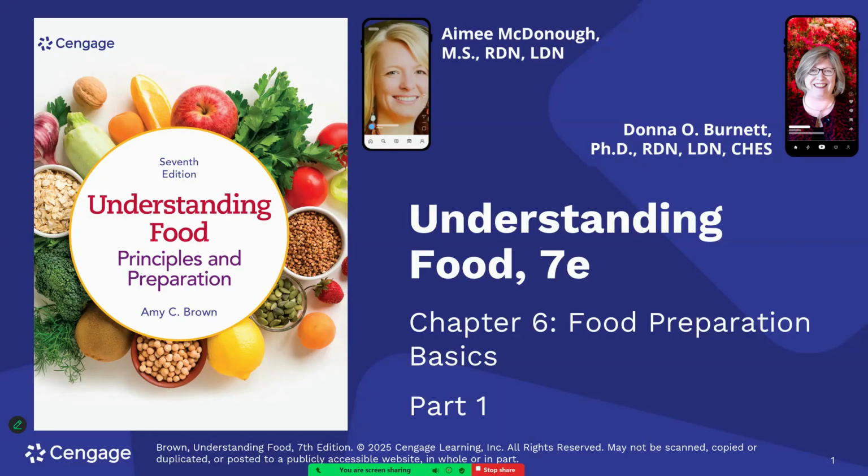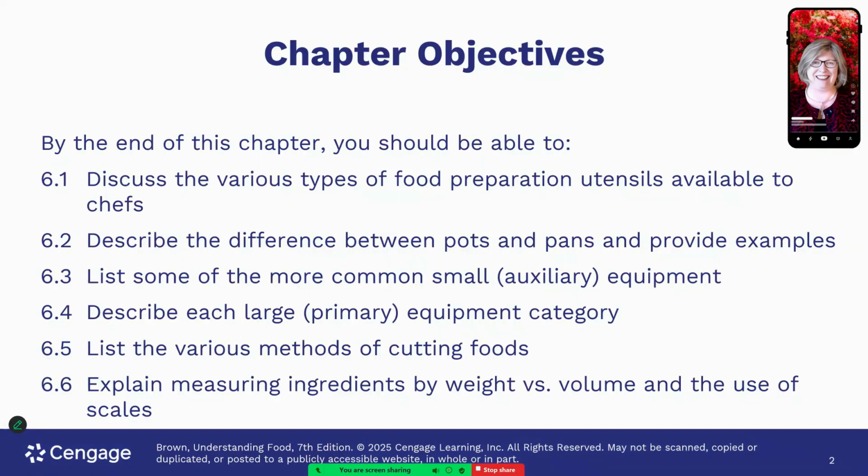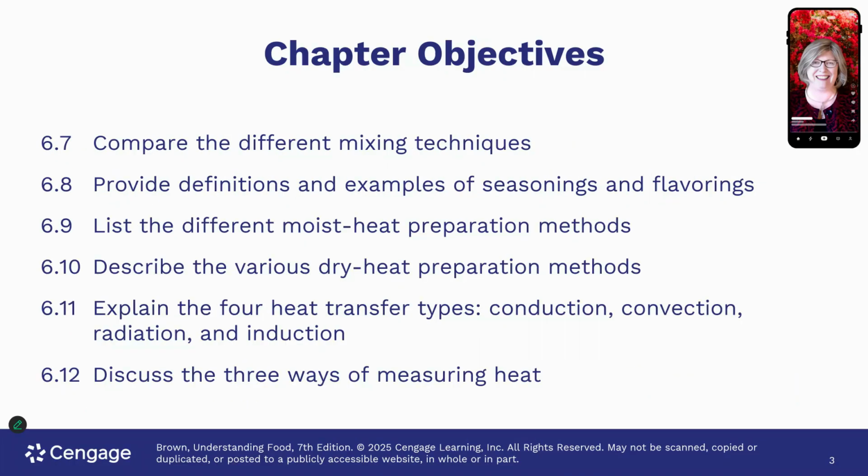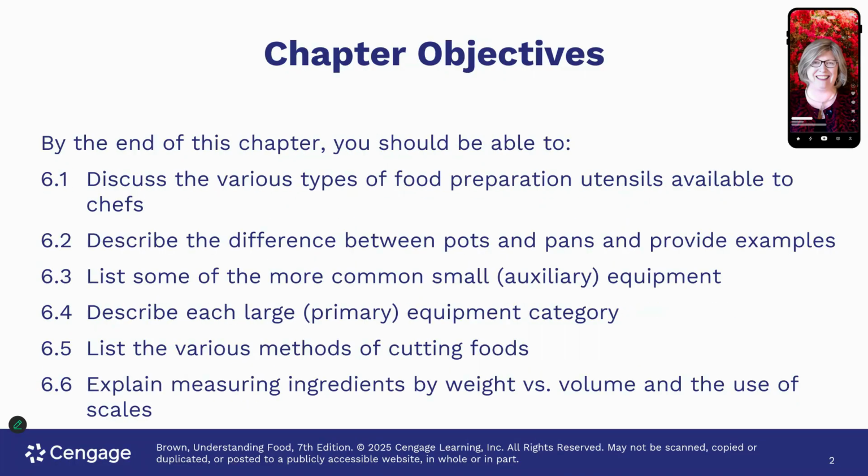In this lesson, we will discuss food preparation basics. Let's get started. At the end of this chapter, you should be able to discuss the various types of food preparation utensils, describe the difference between pots and pans, list some more common small equipment, describe some large equipment categories, list the various methods of cutting foods, explain measuring ingredients by weight versus volume, and the use of scales.